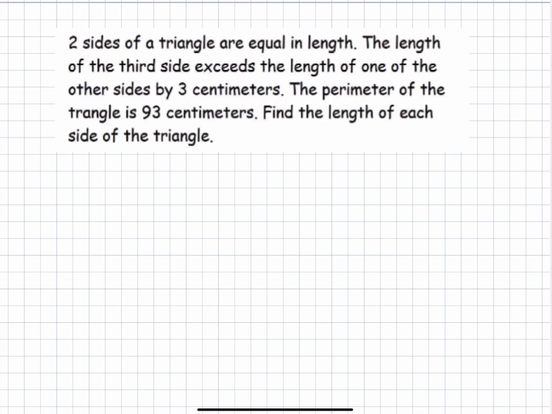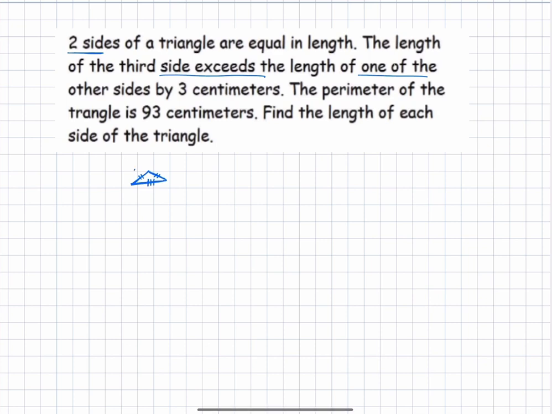So here we see that the triangle has two equal sides, so it's an isosceles. Two equal sides means it's an isosceles. And we know the third side exceeds the length of one of the other sides. So it looks something like this. Our two sides that are equal in length, and our third side, which is obviously longer. So our third side exceeds the length by 3 centimeters.